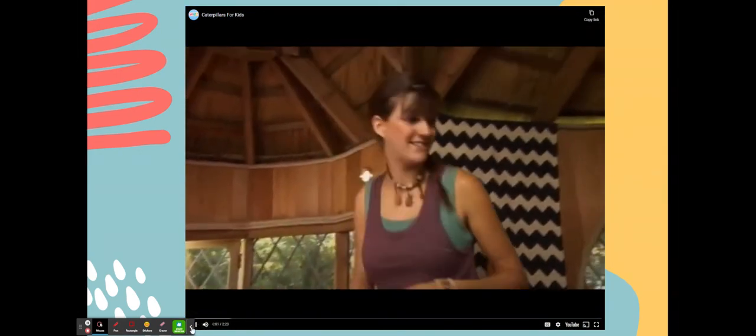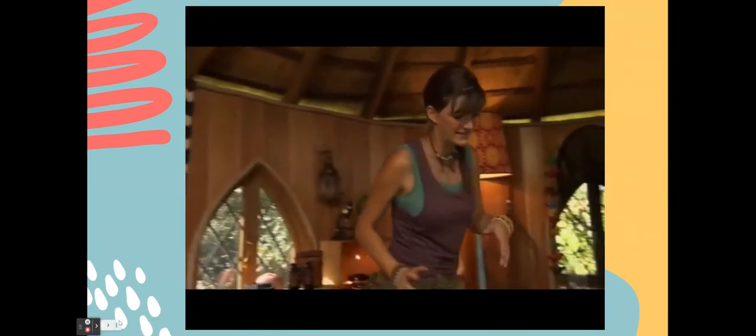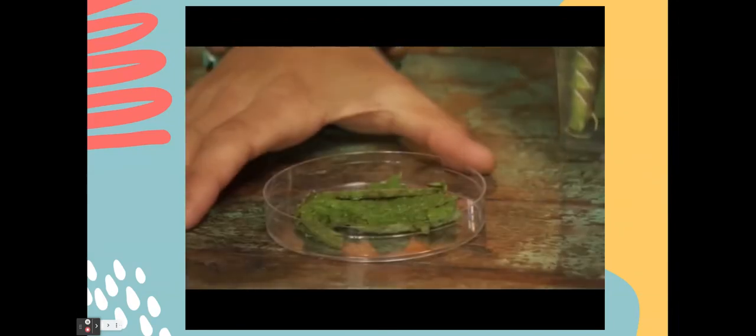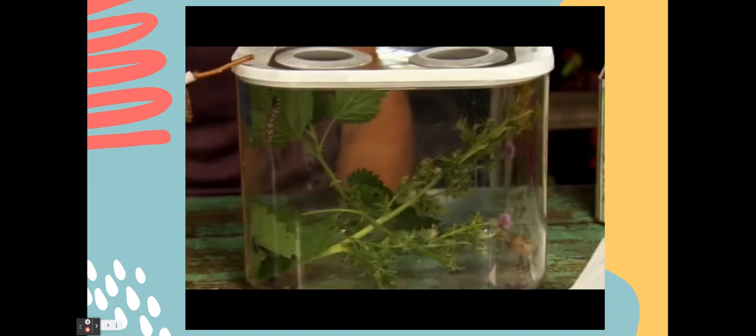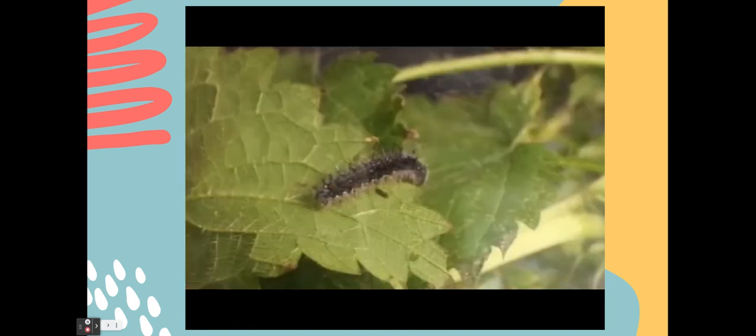Welcome to my treehouse. I've got something really interesting to show you. Have a look at these. They're eggs. Most mini-bees come from eggs. These ones were laid by a butterfly. But the fascinating thing is that when these hatch, they won't be butterflies. Not just yet. They'll be something else. Do you know what? Have a look in here. Do you know what that is on the leaf? Yes, it's a caterpillar.